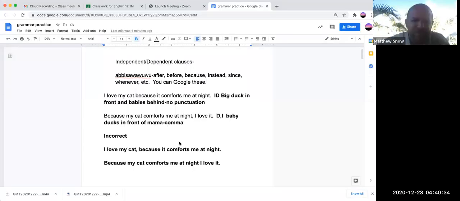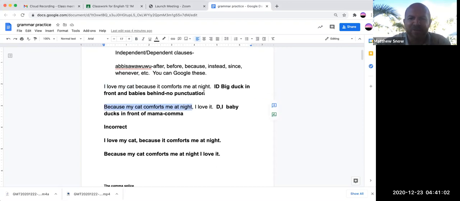So again, to share my screen, you have some examples here. I love my cat because it comforts me at night. This is how we might label that sentence with independent, dependent, and there is no comma because the big duck, aka the independent clause, is in front. Okay. If I switch it and I have the dependent clause in front, because my cat comforts me at night, comma, I love it. D, comma, I, baby ducks in front of mama, therefore I need a comma.